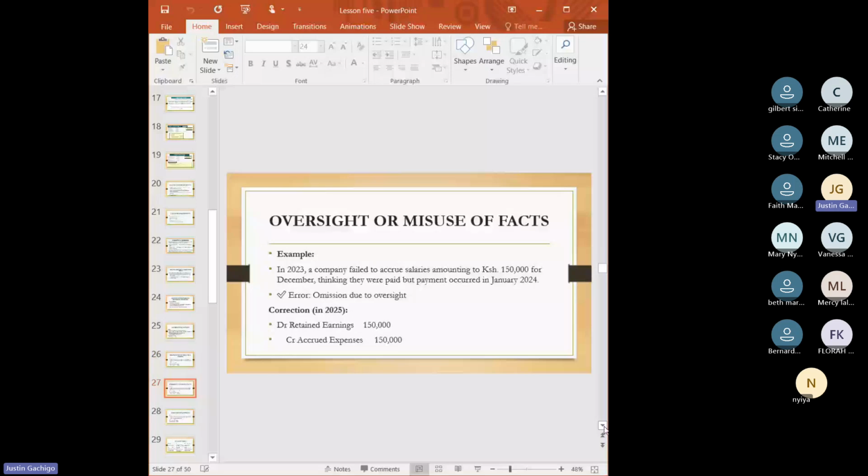Oversight or misuse of facts. Now, the company here failed to accrue salary amounting to 150. They failed to accrue. So in this case, it means that the expenses were understated. So what you do, you need to increase the accrual. Again, this is a liability. Increase in liability you credit. You need to credit the accrued expense, and then you debit the retained earning. Remember, this debit of retained earning, if it were normal accounting without the restatement, you would be debiting the P&L.